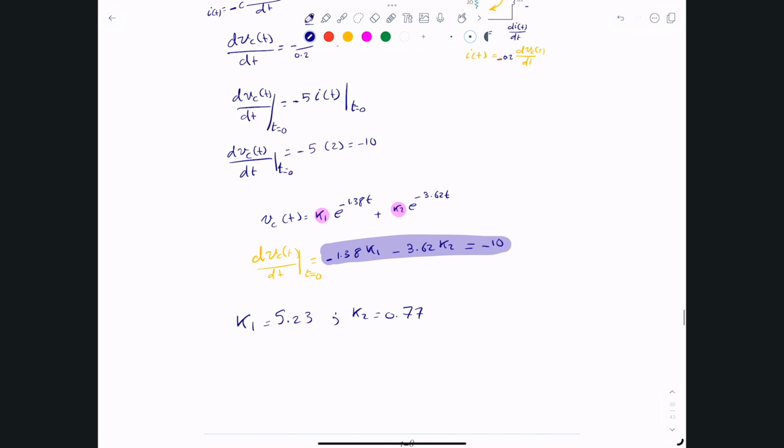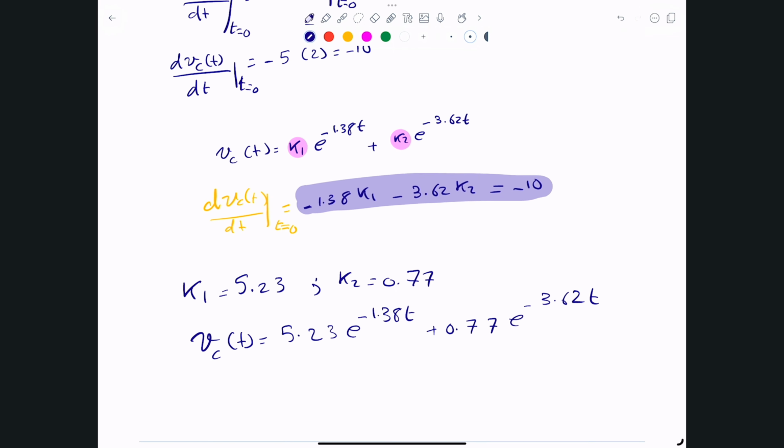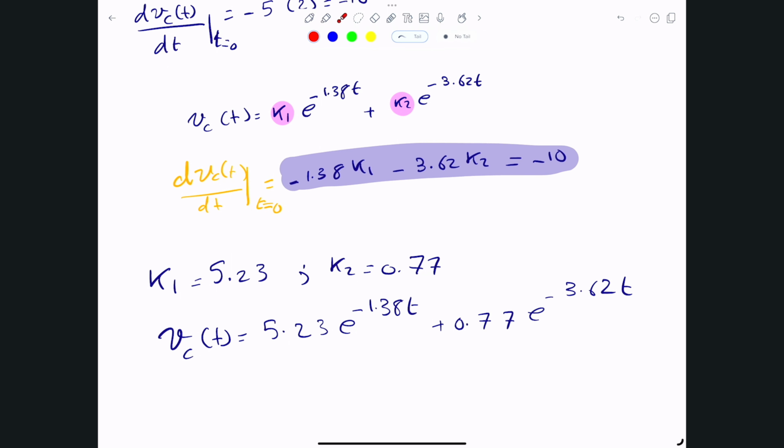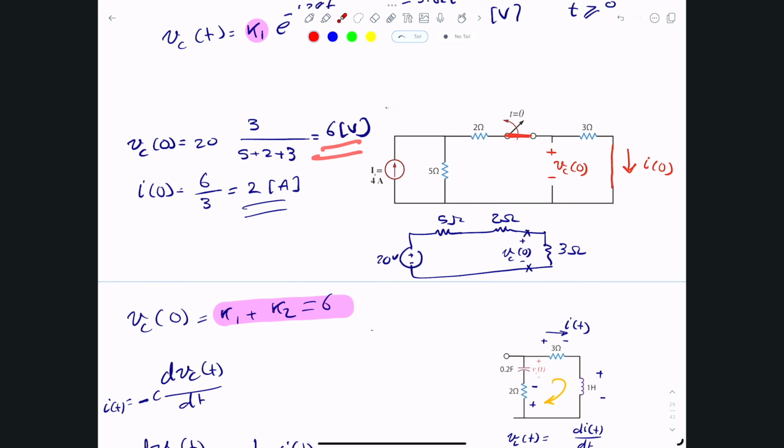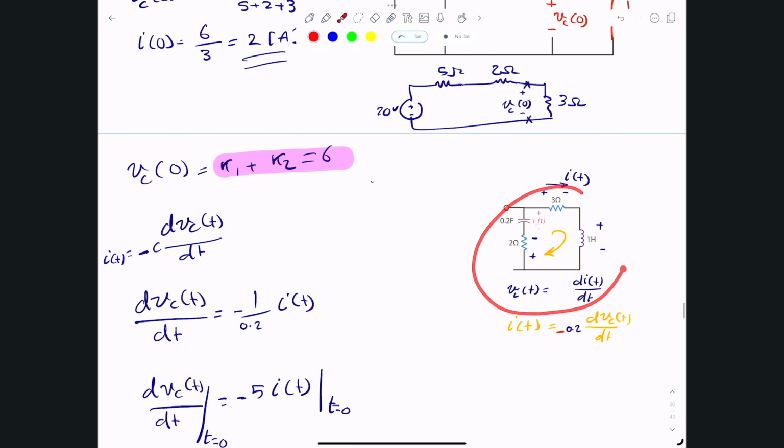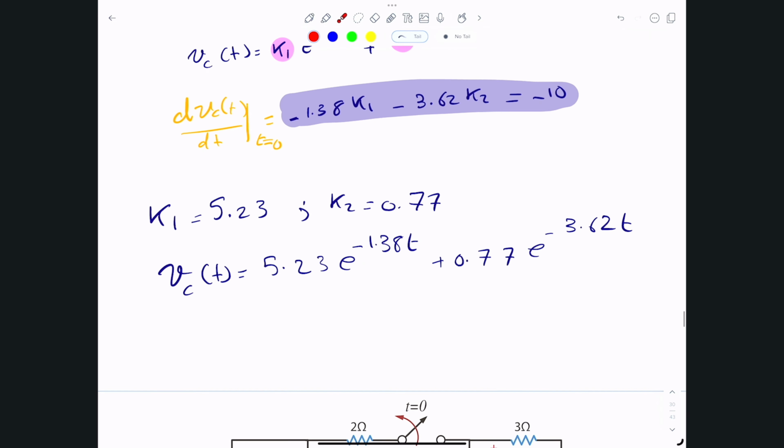So the total solution is VC of t is simply 5.23 e to the negative 1.38 t plus 0.77 e to the negative 3.62 t. And you can double check it very quickly. If you substitute t is 0 in here, you'll end up with 5.23 plus 0.77, so the total will be 6 volts. And we know that initially we had 6 volts across it. If we wait for infinity, we know that there is no source in here, so in infinity, that V should be 0. Of course, if you wait for infinity in here, this will be 0, this will be 0, and the whole thing will be 0.